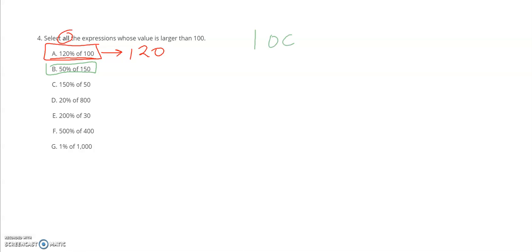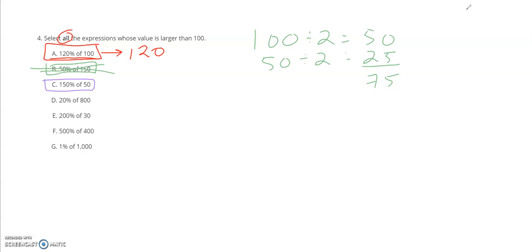I know that half of 100 is 50. Half of 50 is 25. So half of 150 is 75, which is not greater than 100.